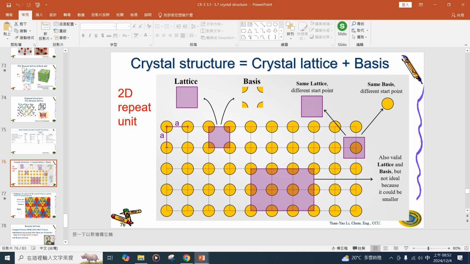Okay, so this and this, these two can be regarded as a repeated point, a repeated unit too. Okay. Early bird, remember? Okay, just give you a hint.